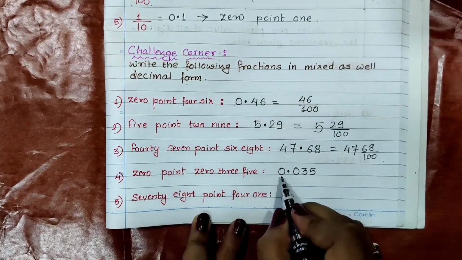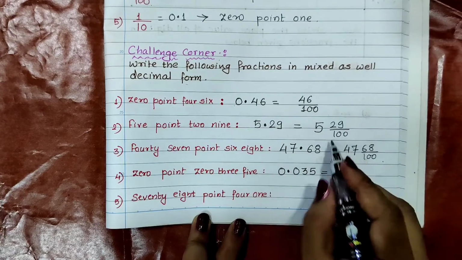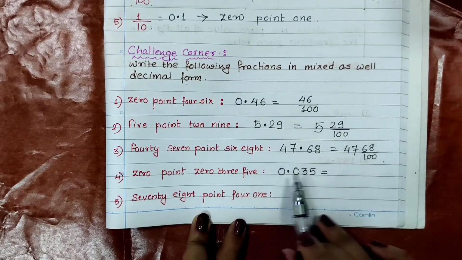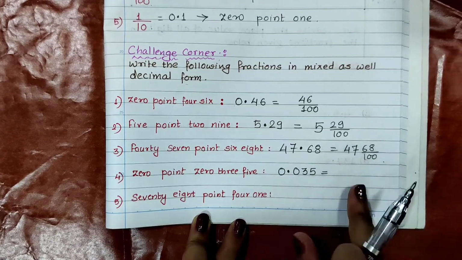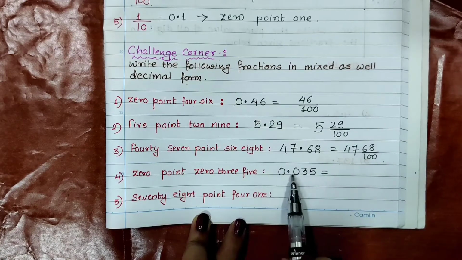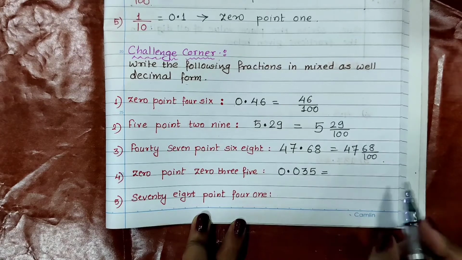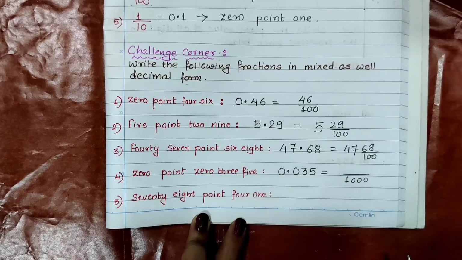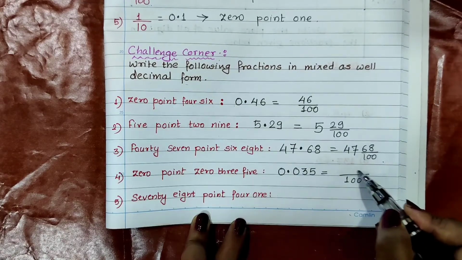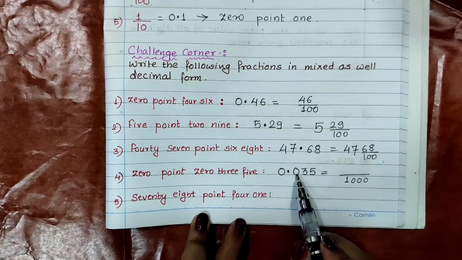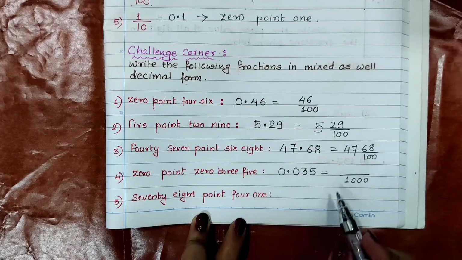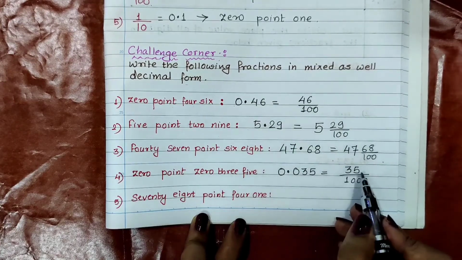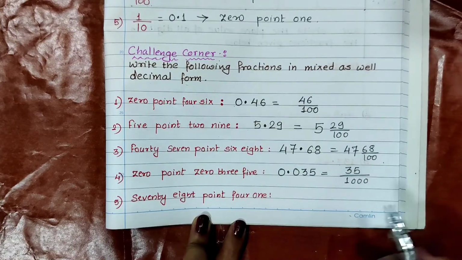0.035. Now, on the left side 0 is there, that means there is no integer, unlike 5 integer or 47 integer. As 0 is there, there will be no integer. On the right hand side, how many digits are there after the decimal point? 1, 2, 3. So in the denominator, after 1, three zeros will be there. What will be written in the numerator? 035. But 0 before the digits does not have value, so we have to write only 35. 035 means 35 only.